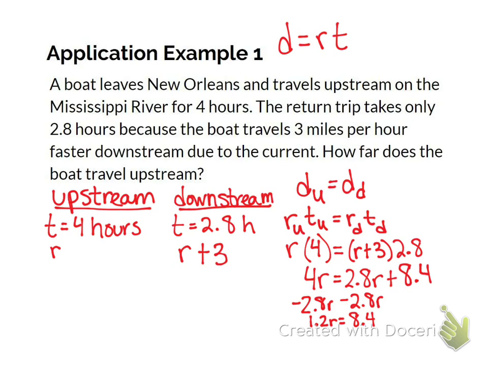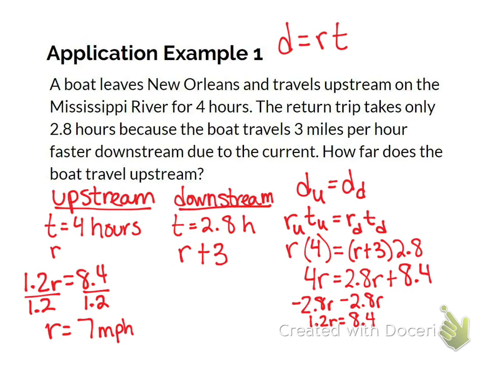And then what's our last step? We have to divide. I'm running out of space, so I'll write it over here. The 1.2R equals 8.4. We divide by 1.2. And what do we get for R? Liam? 7. So that would be 7 miles per hour. That's what the units were for it.